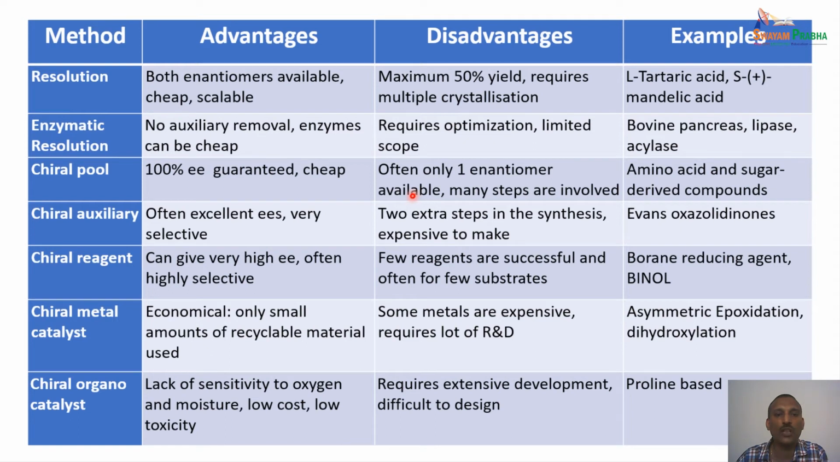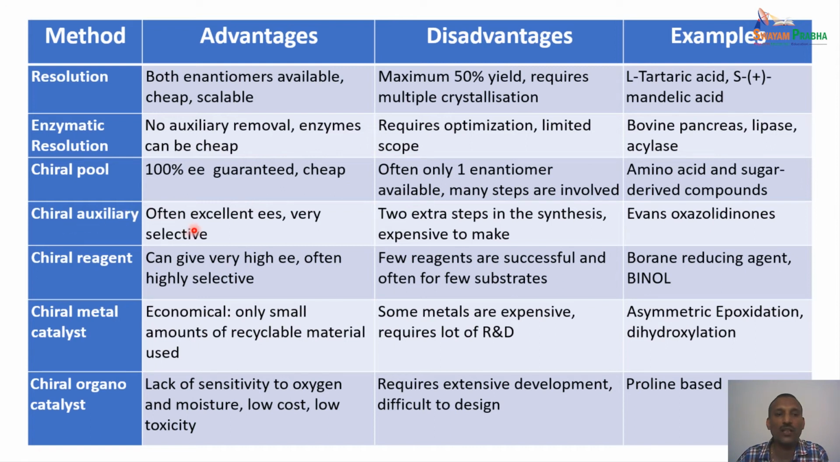Both the enantiomers are not naturally occurring. And another major drawback is, even though we get 100% enantiomeric excess, the reactions require multiple steps and the overall yields are going to be very low. So these are some of the disadvantages of using chiral pool. Some examples include amino acids and sugar derived compounds, which are the basic starting materials for many asymmetric reactions.